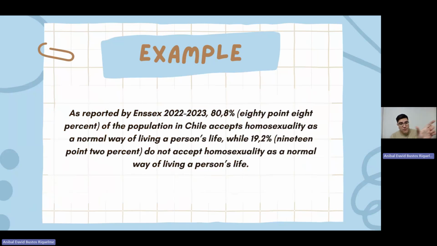So you have the first phrase, as reported by. This could have been based on, according to NSEX, as per NSEX, as reported by, etc. And then we have the statistics, specifically what they say. So this is a question that was asked to be answered with yes or no. The person who responded this question had to say yes or had to say no.